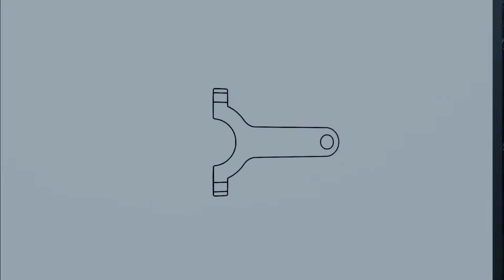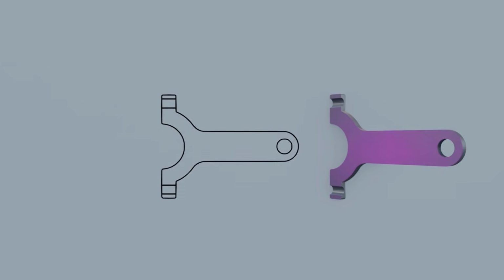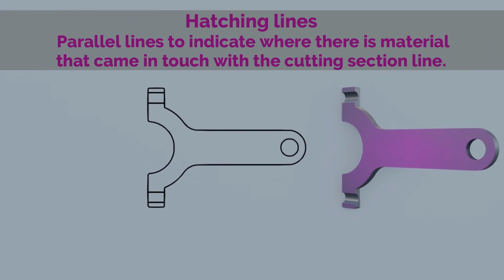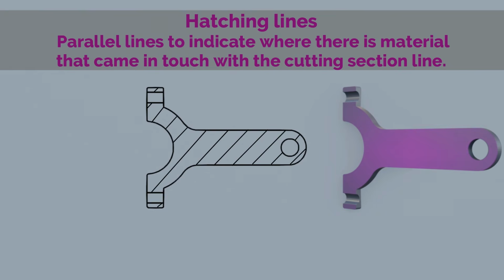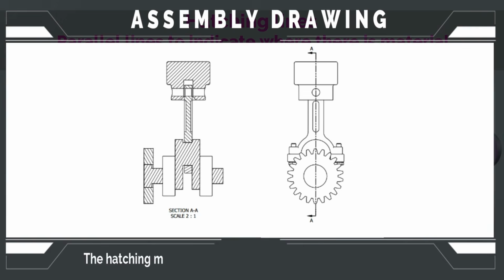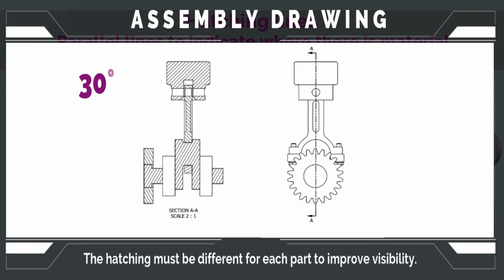Now let's replace this paint with hatching lines, which are parallel lines to indicate where there is material that came in touch with the cutting section line. These lines are usually drawn at a 45-degree angle, although other angles can be used if necessary. For example, if we are cutting in an assembly, then the hatching must be different for each part to improve visibility. Changing the angle to 30, 60, or 45 degrees is often the preferred choice for many designers.